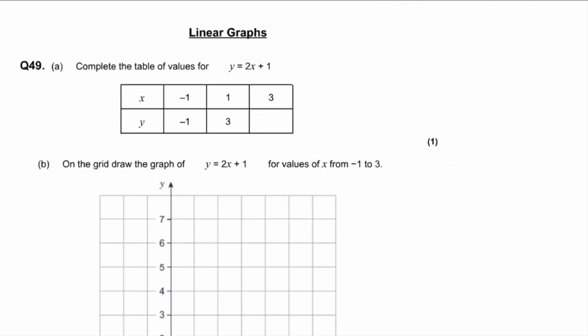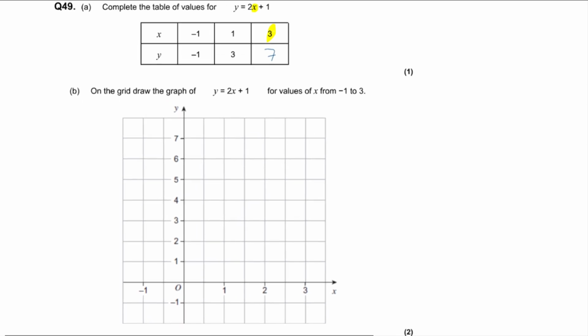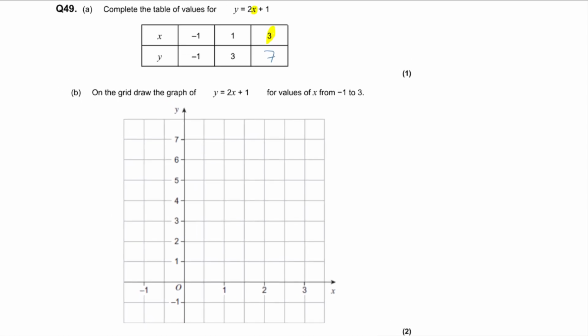Right, moving swiftly on, we're on to linear graphs now. And question 49a says complete the table of values for y equals 2x plus 1. Now mostly it's done, I've just got one box to fill in. Now the y value is 2 lots of the x value plus 1. So if I take the x value and I imagine it here, look, 2 lots of 3 plus 1, what's that? 2 times 3 is 6 plus 1, that's going to be 7. Now if it wanted me to do more values, I might use the table function on the calculator, but really for one value it's not worth the effort.